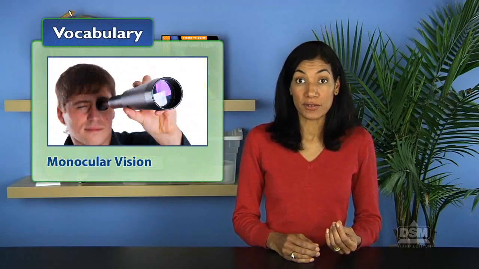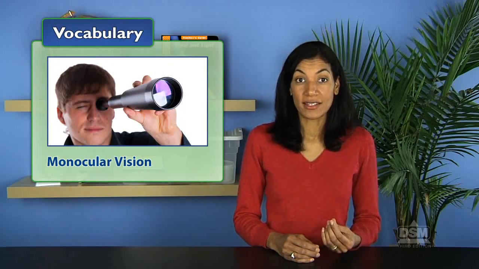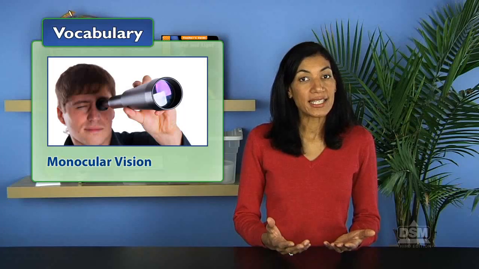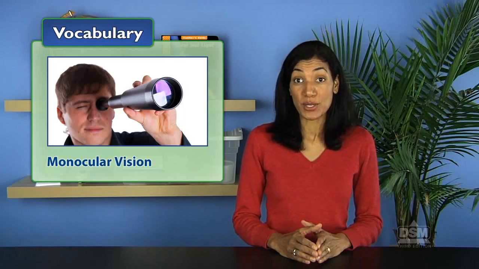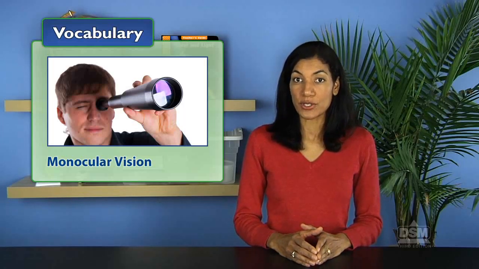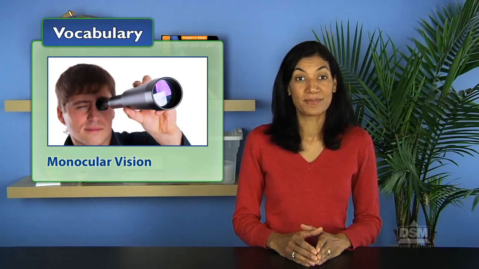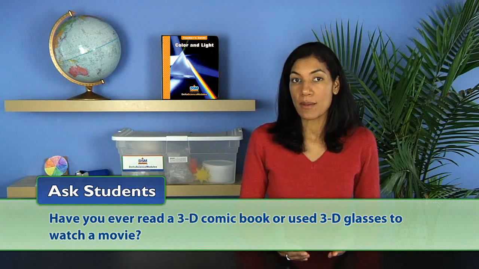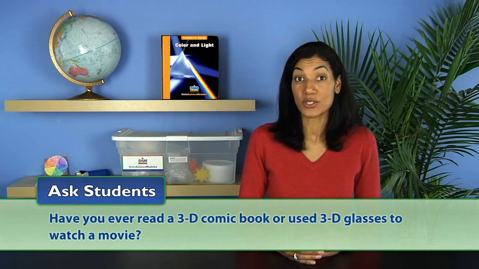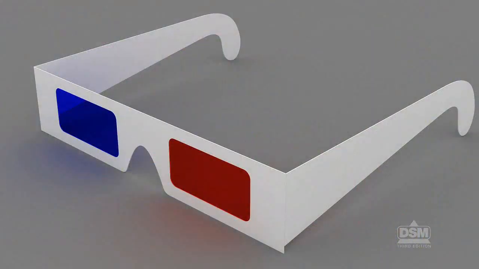Elicit that monocular vision is sight with 1 eye. Although distances are more easily and accurately determined by using both eyes, it is still possible to do so using only 1 eye. Next, ask students, have you ever read a 3D comic book or used 3D glasses to watch a movie? Many students will be familiar with 3D glasses.